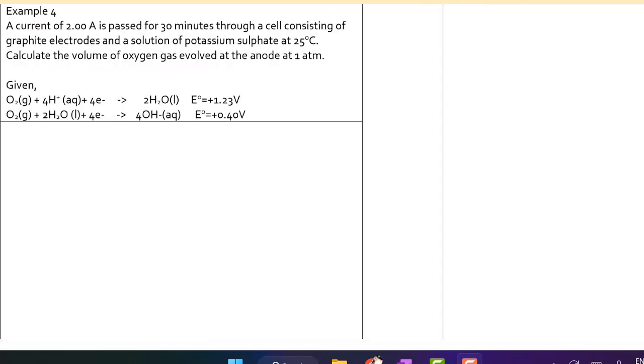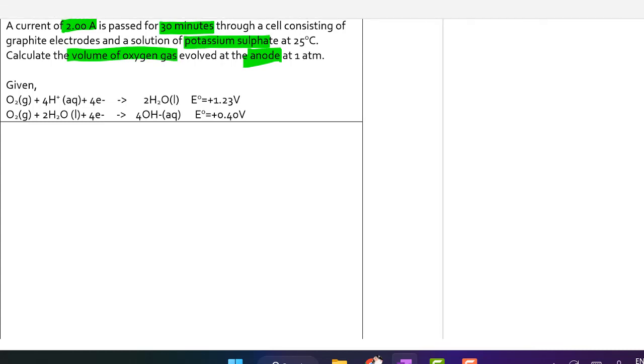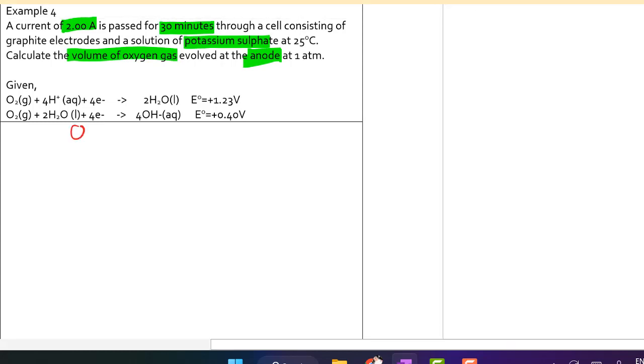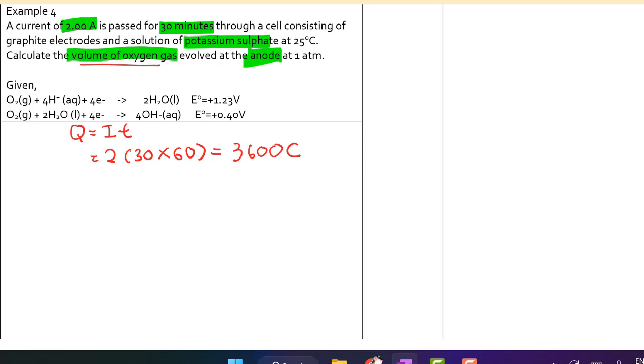Okay, last example. A current of 2 ampere is passed for 30 minutes through a cell consisting of graphite electrodes and a solution of potassium sulfate at 25 degrees Celsius. The question asks you to calculate the volume of oxygen gas evolved at the anode. So we calculate Q first. Q equals It, so 2 times 30 times 60, converting to seconds. You will get 3,600 coulomb.